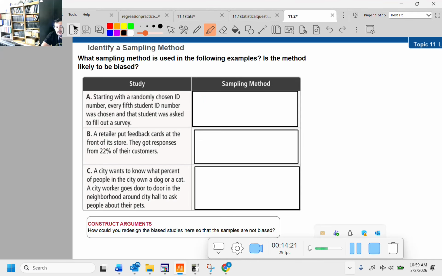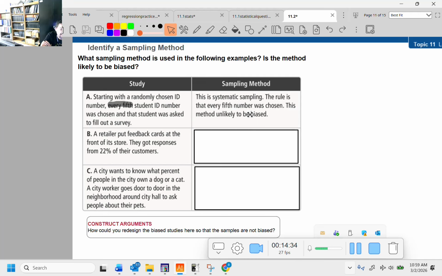All right, what sampling method is used in the following examples? Is the method likely to be biased? Starting with a randomly chosen ID number, every fifth. That every fifth right there is going to be systematic. I guarantee you the box over here says systematic. It is systematic sampling. Every fifth was picked.